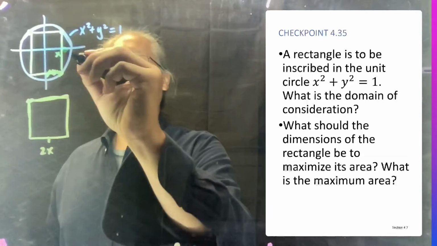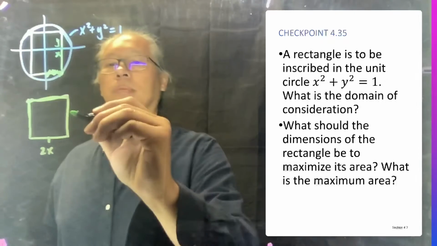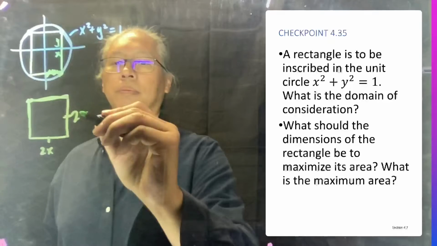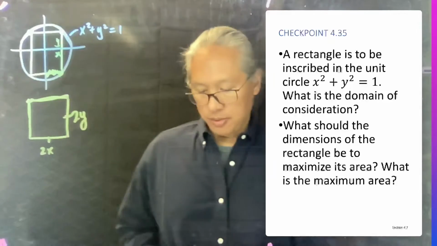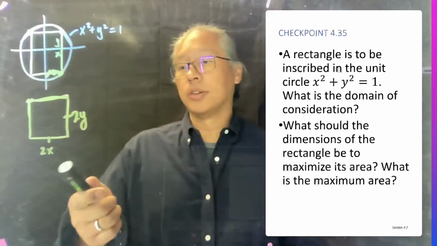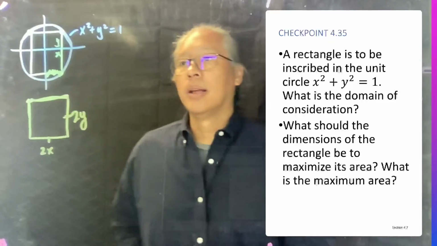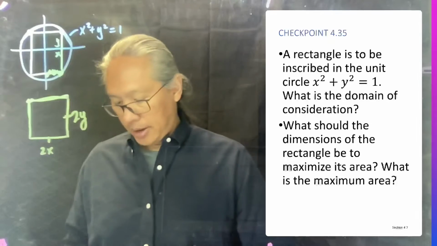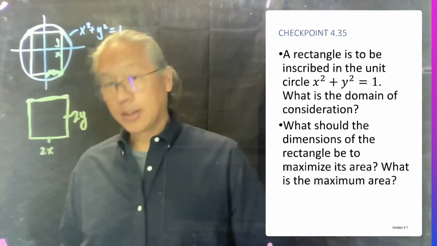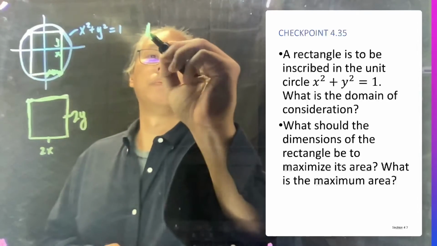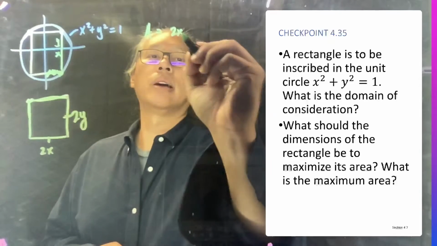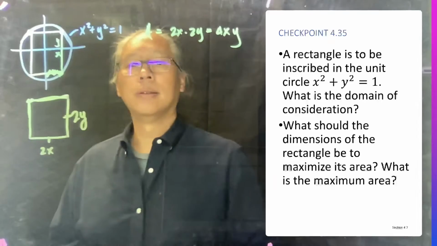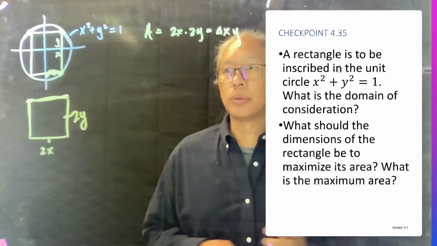And there's going to be a y value here, and the length is going to be 2y. And so the area that we're looking for is 2x times 2y. And this is the relationship between them. So area, let's call this area A, is equal to 2x times 2y, or 4xy.